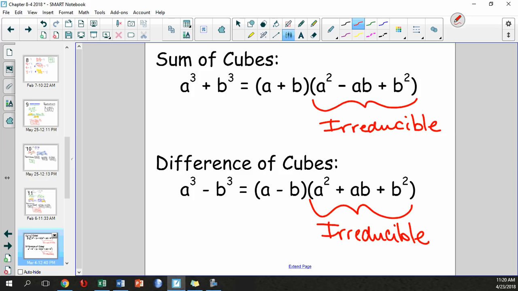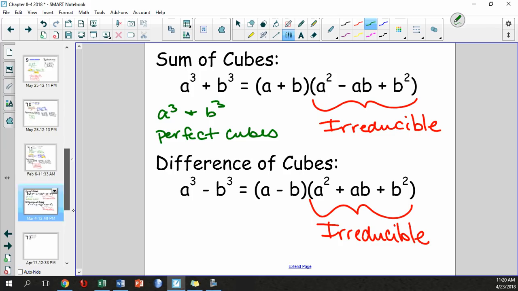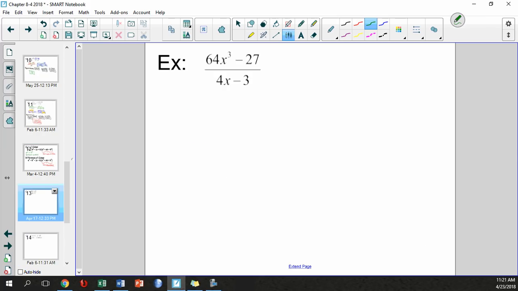Okay? Now, here's the kicker. A cubed and B cubed are perfect cubes. Every time. Okay? So the question you're asking yourself is, what letter or number multiplied by itself 3 times gives you that A value? You with me? So how do I apply this? You ready? So the way we apply this is simply by using the formula. So I have 64x cubed minus 27.